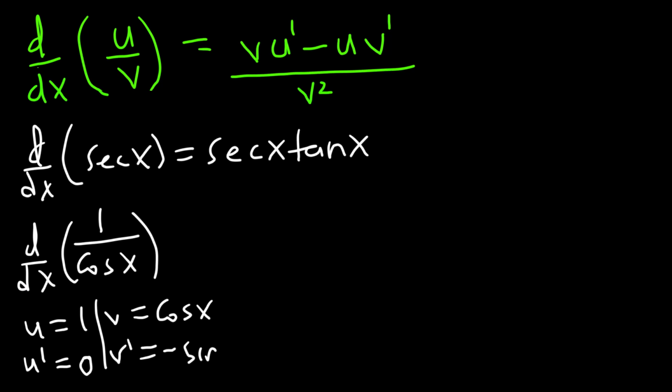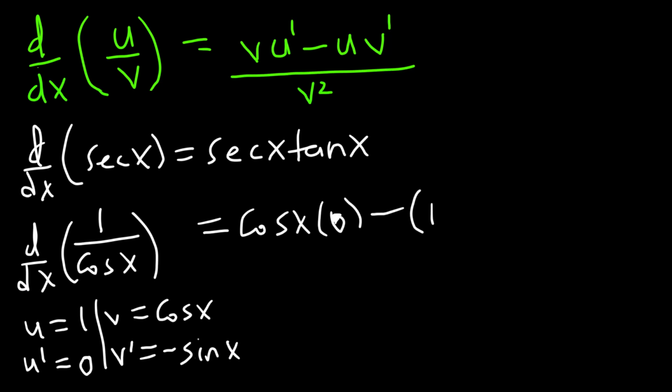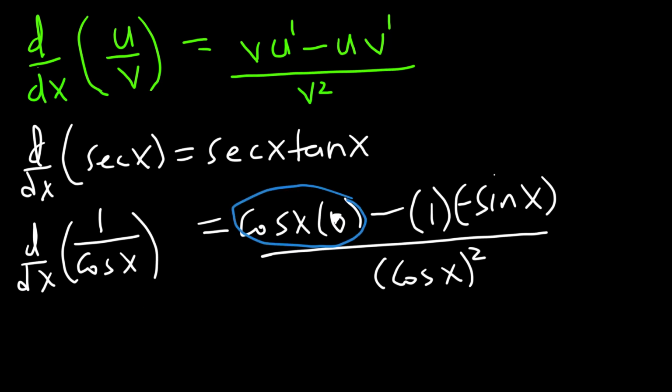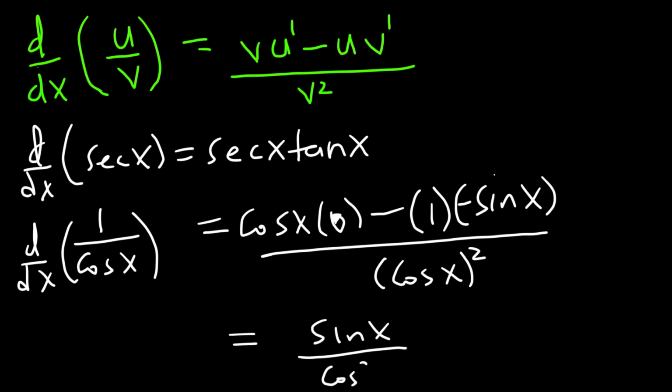negative sine x. So this will be equal to v, which is cosine x, times u prime, which is 0, minus u, which is 1, times v prime, which is negative sine x, divided by v squared, which is cosine x squared. Now cosine x times 0 will give us 0, and then negative 1 times negative sine x will give us positive sine x. So we shall remain with sine x divided by cosine squared x.